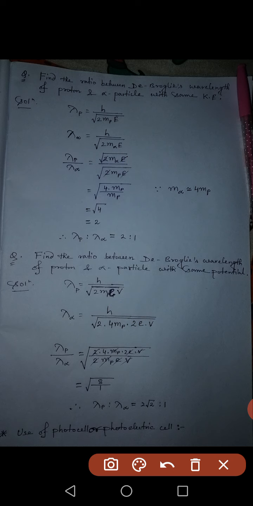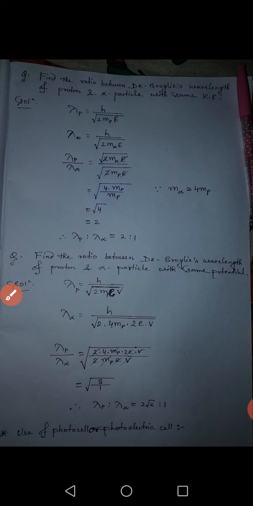Now simple calculation. Just like the previous one, you take the ratio lambda p by lambda alpha. Everything will get cancelled except 8 will remain. Since it is under root, the ratio comes as 2 root 2 is to 1. Okay, this is how we solve this type of sum.